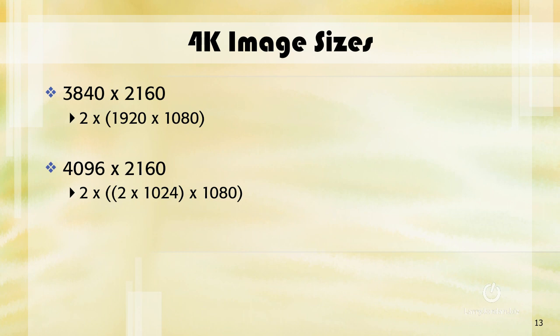The other size is 4096 by 2160. Now they came up with 4096 by taking one of the powers of 2, which is 2 to the 10th power. That yields 1024, and doubling it. So 1024 doubled and then doubled again yields 4096 by 2160. There's advantages to each, although it looks like the leading contender right now is 3840 by 2160.